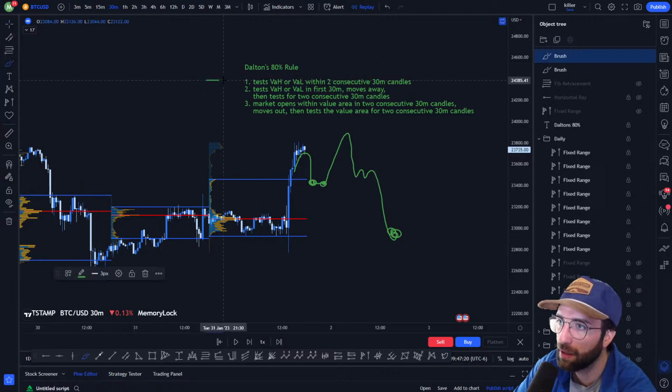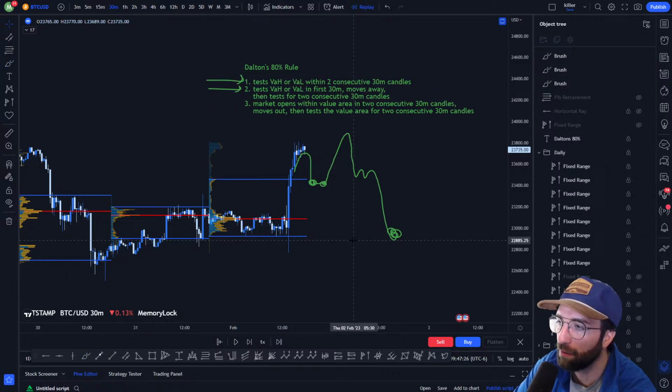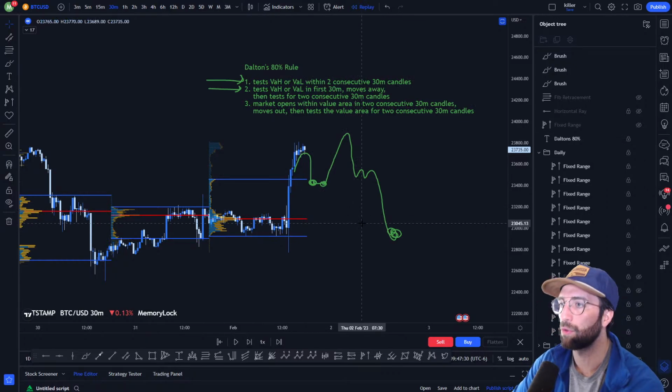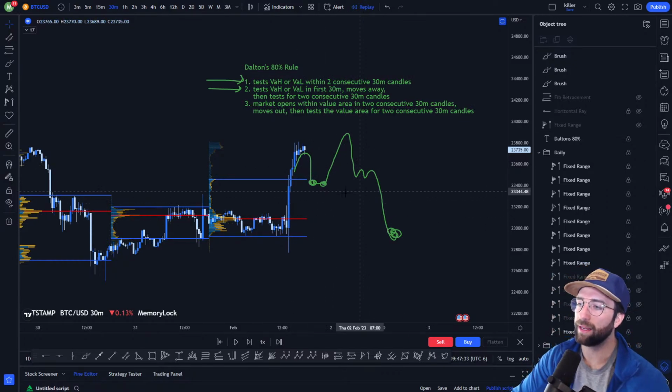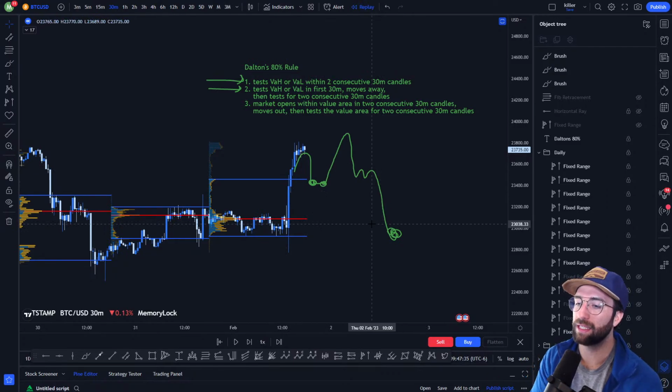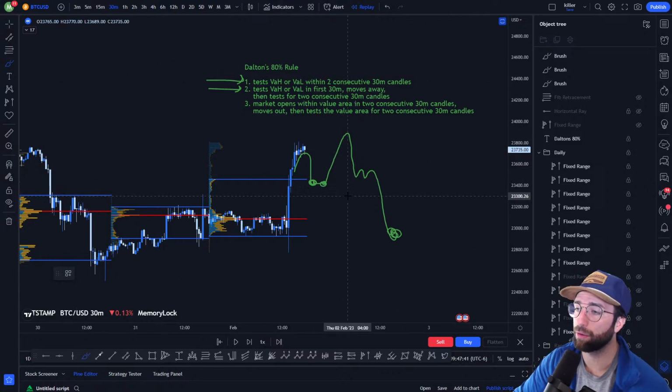Honestly, this is the one that you're really going to want to keep an eye on. And then even number 2. I think 1 and 2 are, in my opinion, the 2 key ones to keep an eye on. It's called Dalton's 80% rule because if you see any of these scenarios happen, there's an 80% chance, according to a study, that the value area will then be filled. So this is a really, really great way to trade.